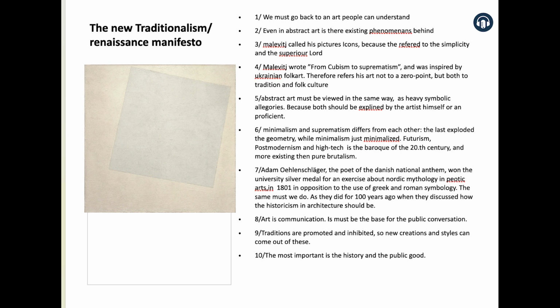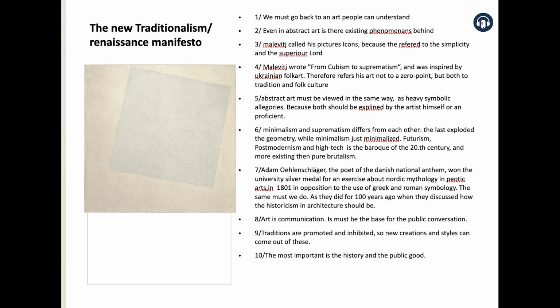And the first maxim is, we must go back to an art people can understand. Even in abstract art there is an existing phenomenon behind it. Malevich called his pictures icons because they refer to simplicity and the superior lord. Malevich went from Cubism to Suprematism and was inspired by Ukrainian folk art, therefore his art refers not to a zero point, but both to tradition and folk culture. Abstract art must be viewed in the same way as heavy symbolic allegories, because both should be explained by the artist himself or in profession.